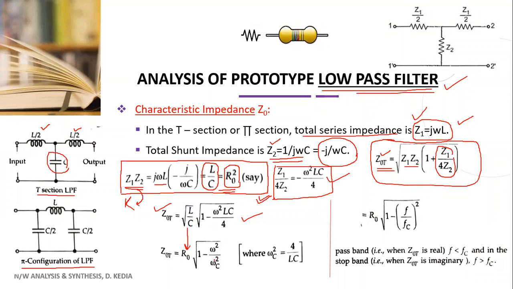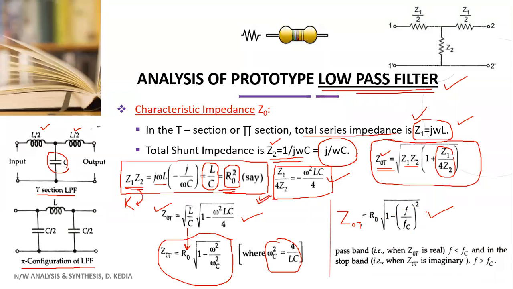Okay, then we have substituted 4 by LC as omega C square. So then your expression becomes like this. Z naught T equal to R naught under the root 1 minus omega square upon omega C square. And omega you already know 2 pi F, and omega C is 2 pi FC. If you do that, you get this expression. Your Z naught T becomes R naught under the root 1 minus F upon FC square.